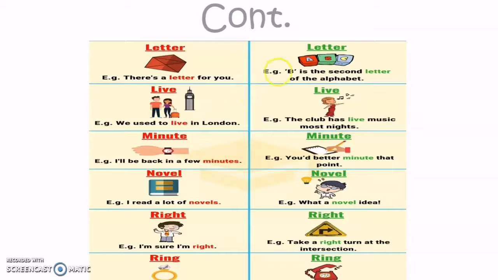Next, a letter of the alphabet. Next is lead, this is a mineral, and it is a novel. It is right, which means they think that they do not do wrong things, and this is right, which means turned.